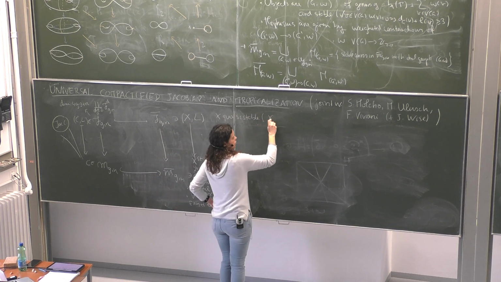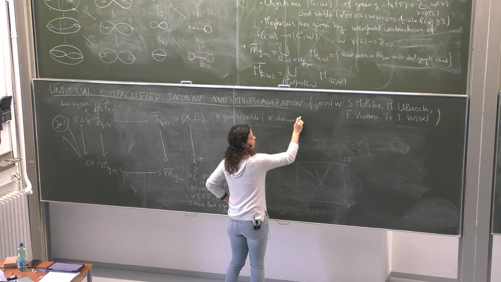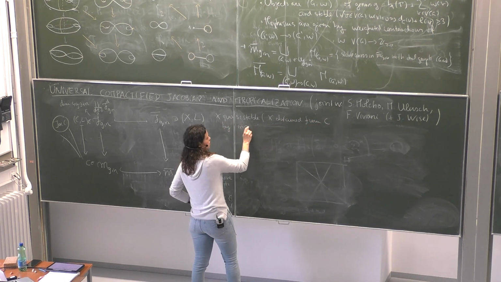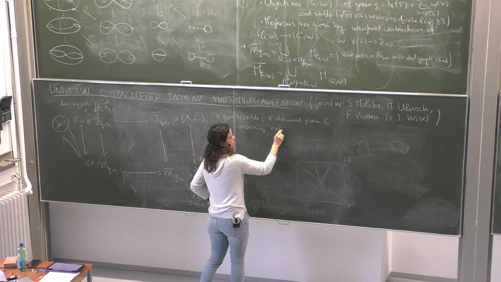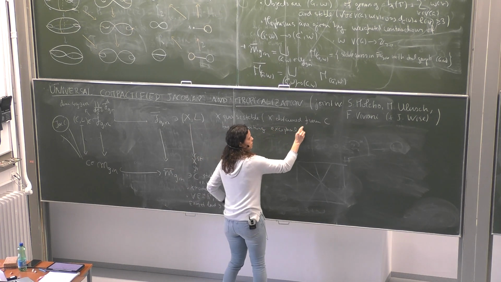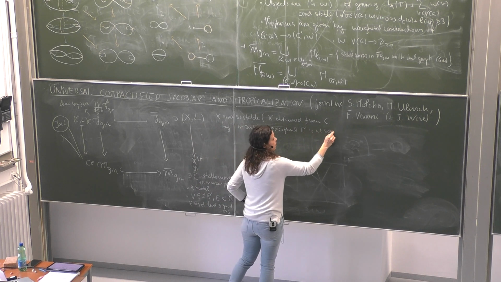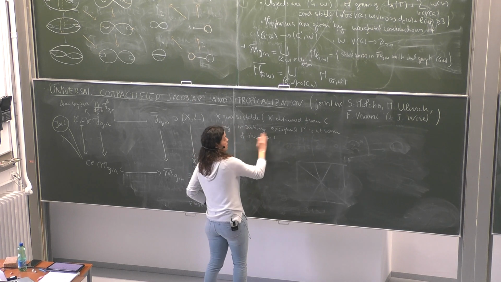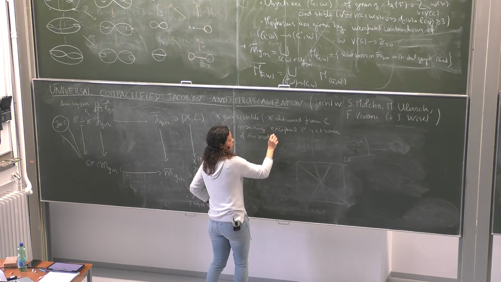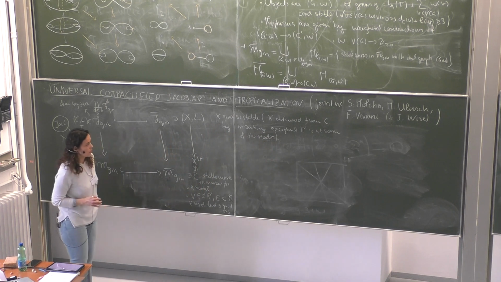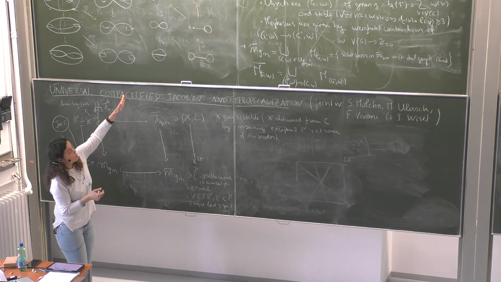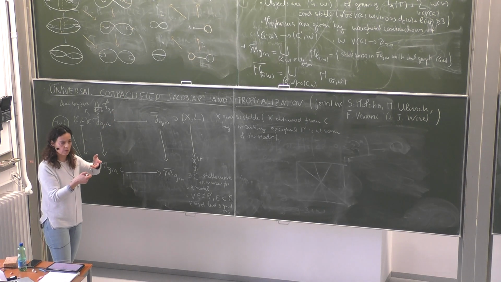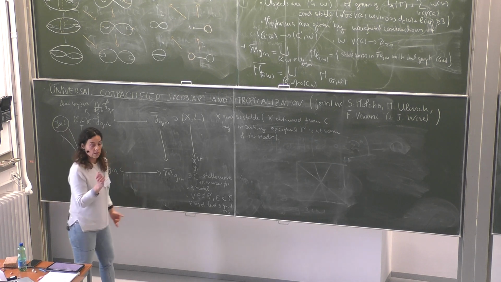So meaning that X is obtained from C by inserting exceptional P1s at some of the edges, at some of the nodes, sorry. You see, I'm always thinking about the dual graphs. And so from the point of view of the dual graphs, this means that some of the edges will be divided. You insert a vertex in the middle of some of the edges, one only vertex.